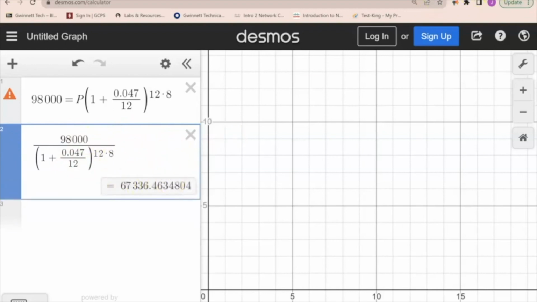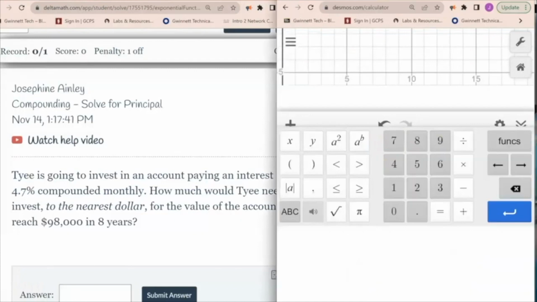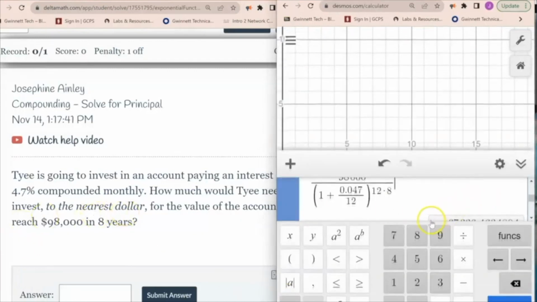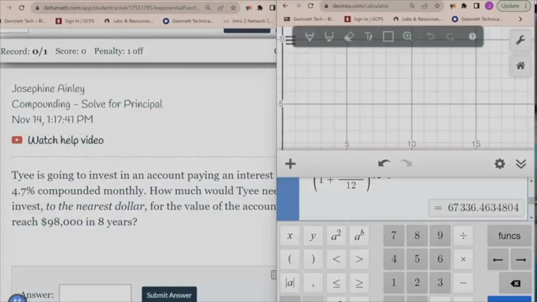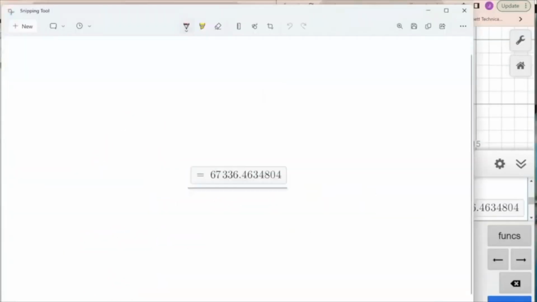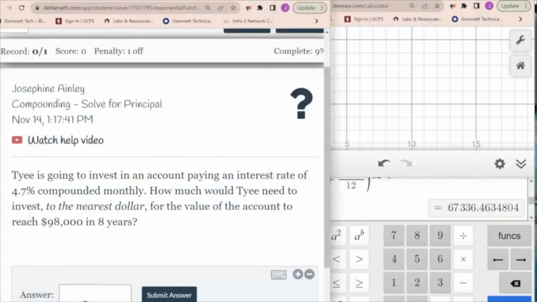So this is P right here, my principal amount, and I need to round that to the nearest dollar. All right, so no cents. Nearest dollar means no cents at all, right? So this is my cutoff point. There's as many dollars as I have. I look at this number here: 5 and above, add 1 more; 4 and below, just ignore. So this is 4 and below, so you're just going to ignore. So the answer is 67,336.